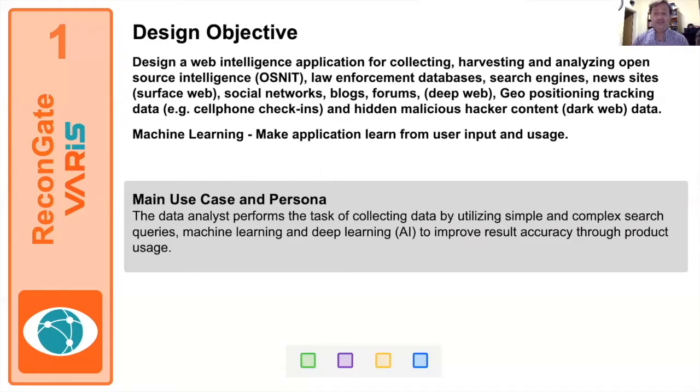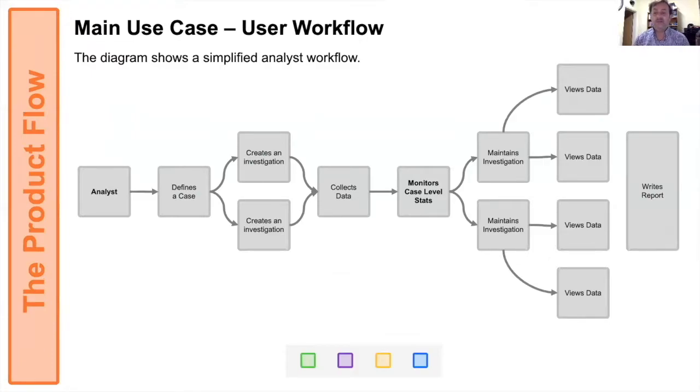The main use case and persona are a data analyst that collects data by utilizing simple and complex search queries, machine learning, and deep learning to improve the search result accuracy through product usage. Main use case, user workflow.